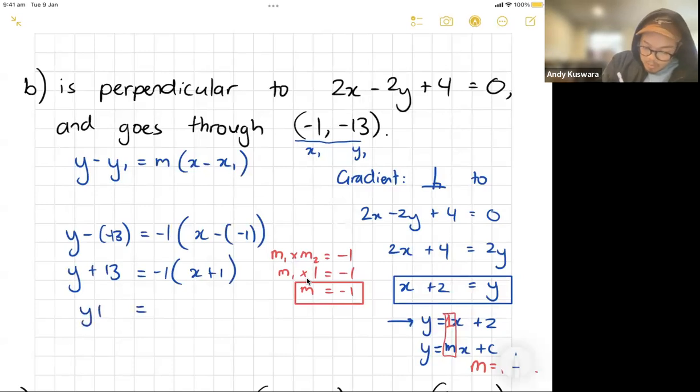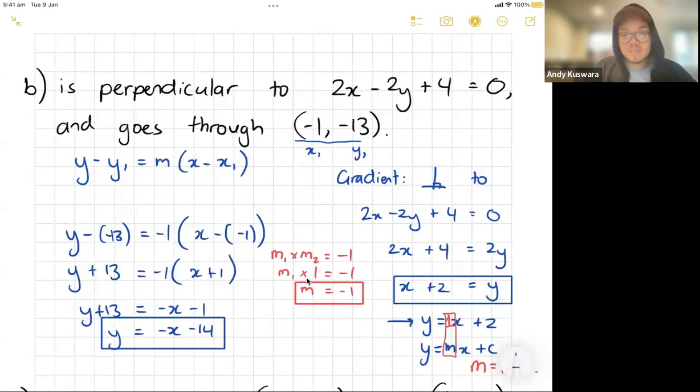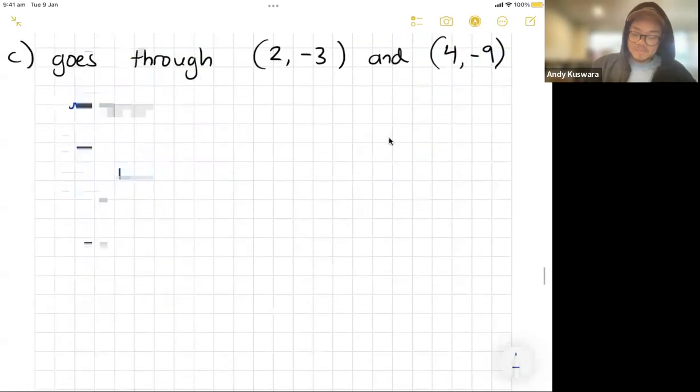Let's see what we got. y plus 13 equals minus x, it'll be -1. And then I'm going to minus 13 from both sides. And that should be my answer. y equals minus x minus 14. That's the equation of a line that's perpendicular to this line, and it goes through the point (-1, -13). Okay. Whew, let's keep going.